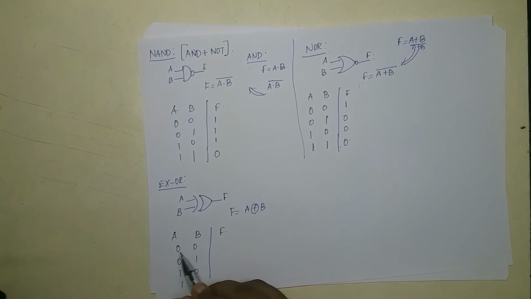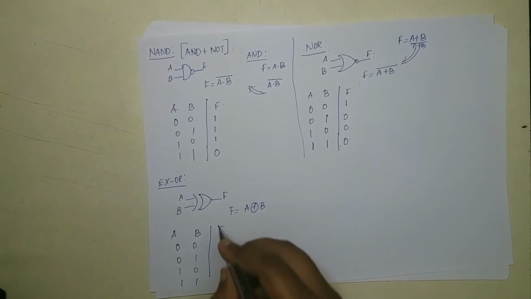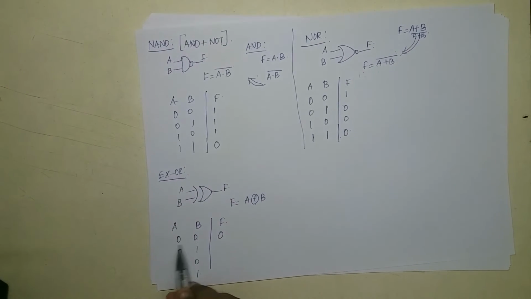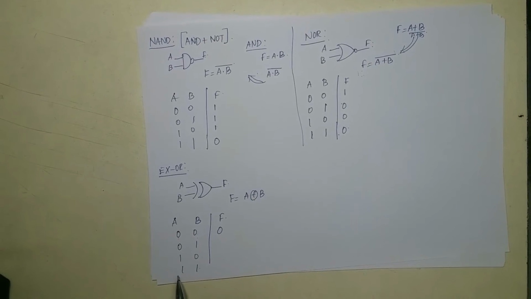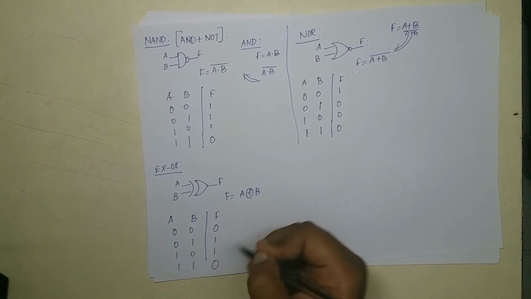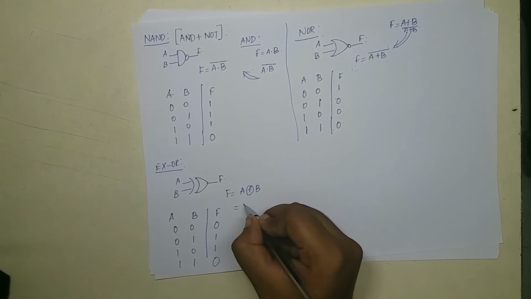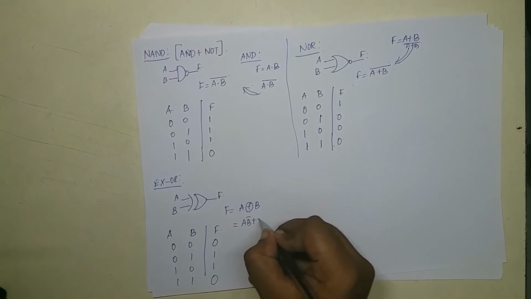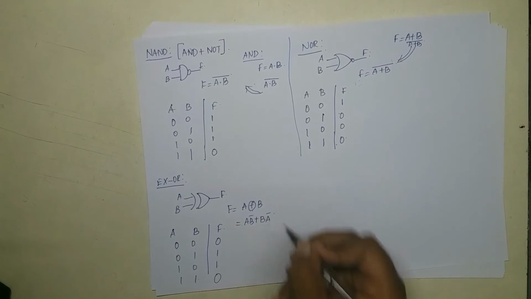So here if both the inputs are the same, the output will be 0 in the case of exclusive OR. Since both the inputs are 0, 0, the output will be 0. Since both the inputs are the same, the output will be 0. Here it will be 1. Here the function is written as A exclusive OR B, which is equal to A B bar plus B A bar.